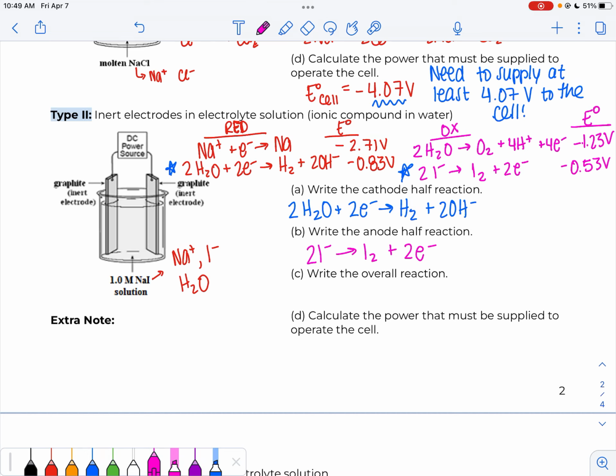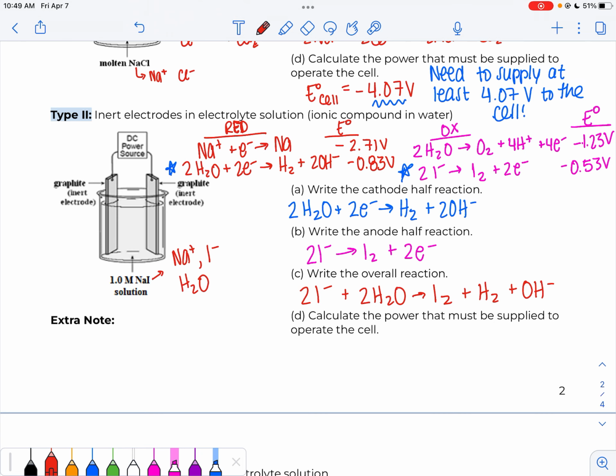Okay. So to write the overall reaction, we just sum these two. We already have 2 electrons in each, so I'm just going to add down. And we end up with 2I- plus 2H2O yields I2 plus H2 plus 2OH-.